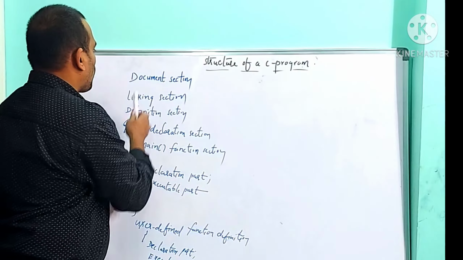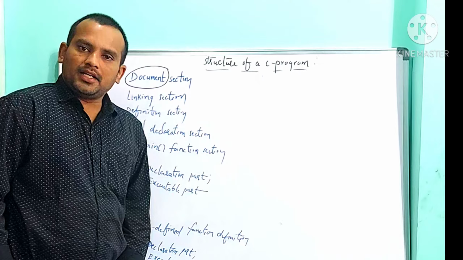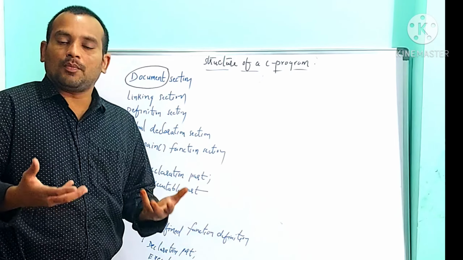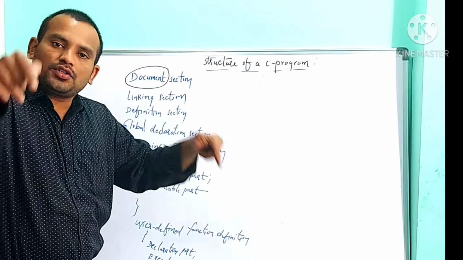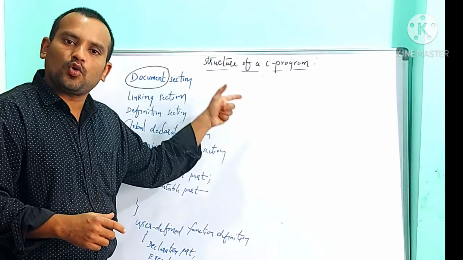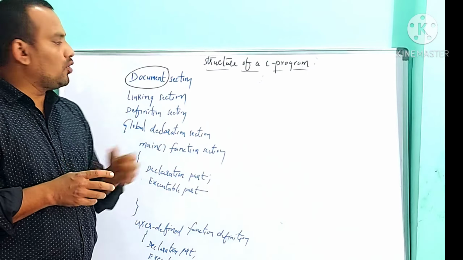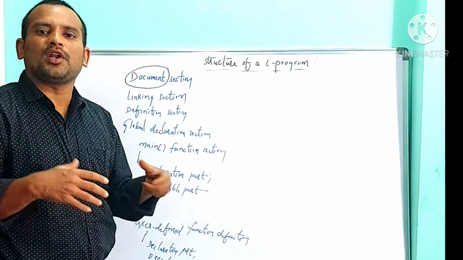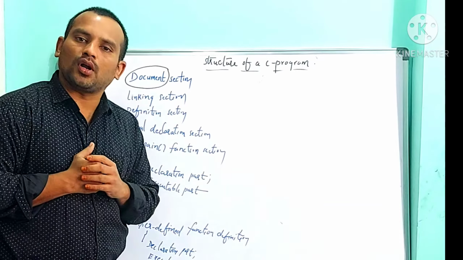The name itself represents documentation, correct or not? Yes. Document section contains documentation. Documentation in the sense some information about what? Document section contains information about the program. In document section, you can write some description, some information about the program and about the author. Author means the person who is writing the program is called the author.